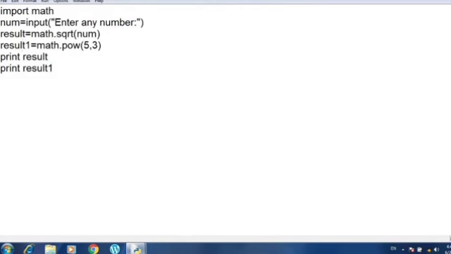For using any of the functions which are given in your book, there is a whole table defined in your book. You can use any function of the math module, but if you do not use the line import math, the program will give you the error. So don't forget to write import math.